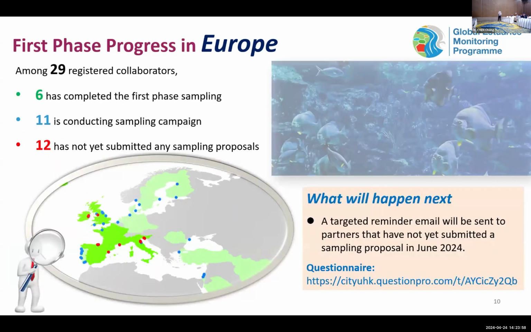We can see from the Europe map, 6 of them have completed the sampling, 11 are conducting the sampling campaign, but 12 have not yet submitted the proposals. And in this June, we will also request our partners to take action.